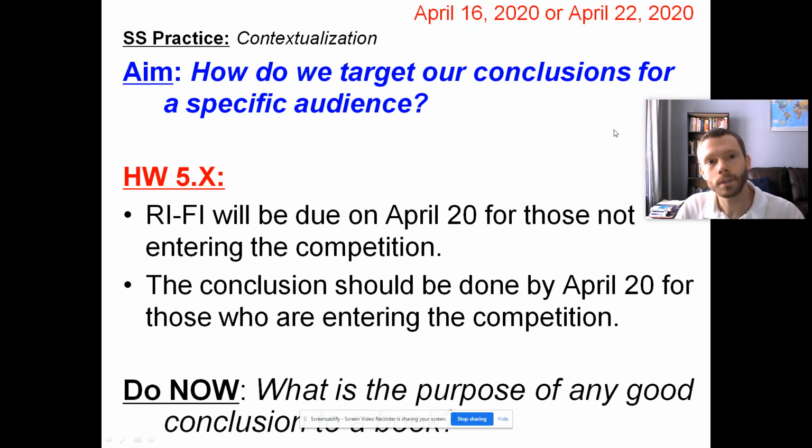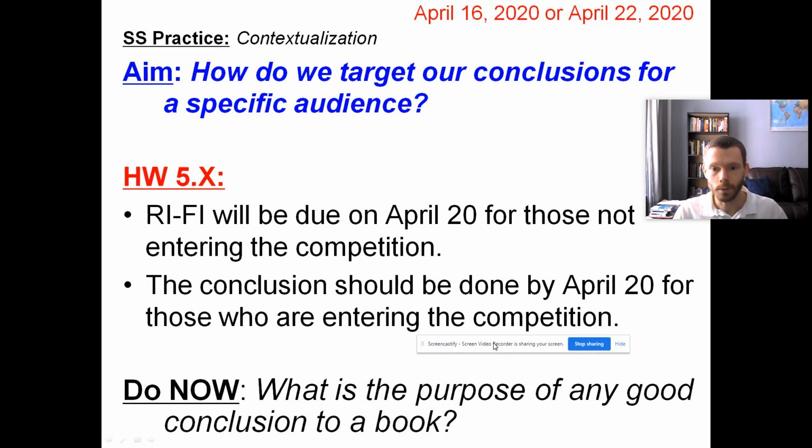So the purpose of this lesson is to discuss the purpose of the conclusion paper and to help you think through how you might write your conclusion paper over the next 2 days. First question we have to consider is, how do we target our conclusions for the judges at the Working in Support of Education Foundation? Or for those of you not entering the competition, how do you target your conclusions for me? All right. So the conclusion should really be done by April 20th for those who are entering the competition, and by April 24th for students who are not entering the competition.